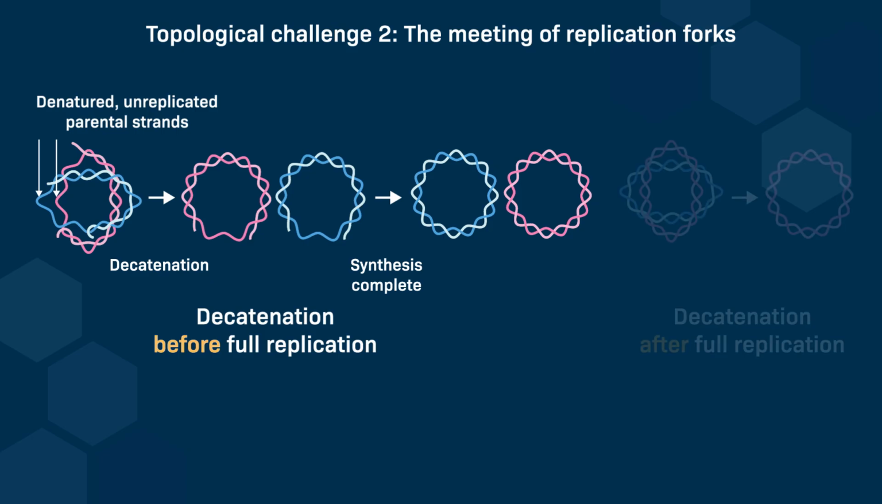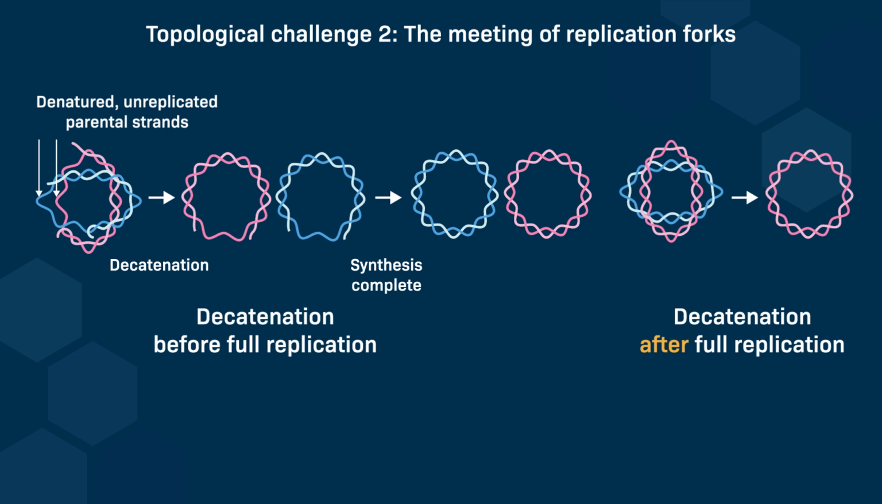The second option is decatenation after full replication. Here, DNA synthesis is completed first, resulting in two fully replicated circular DNA molecules that are interlocked. Topoisomerase 2 then acts to decatenate these fully replicated molecules. This means that the two circular DNA molecules are separated only after the replication is fully completed.